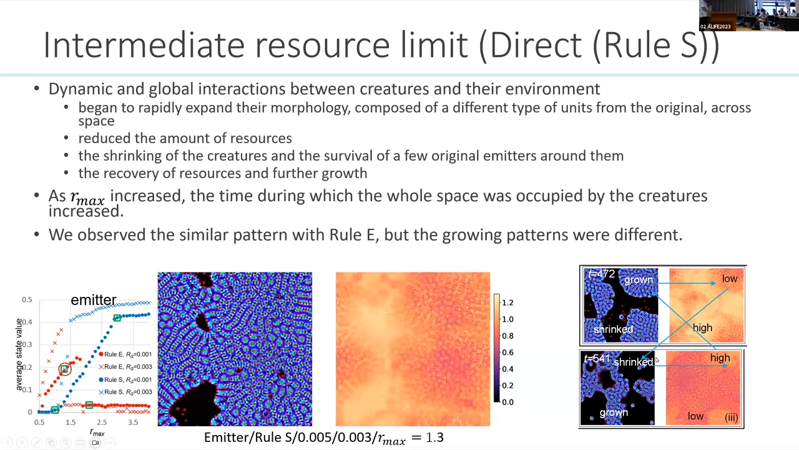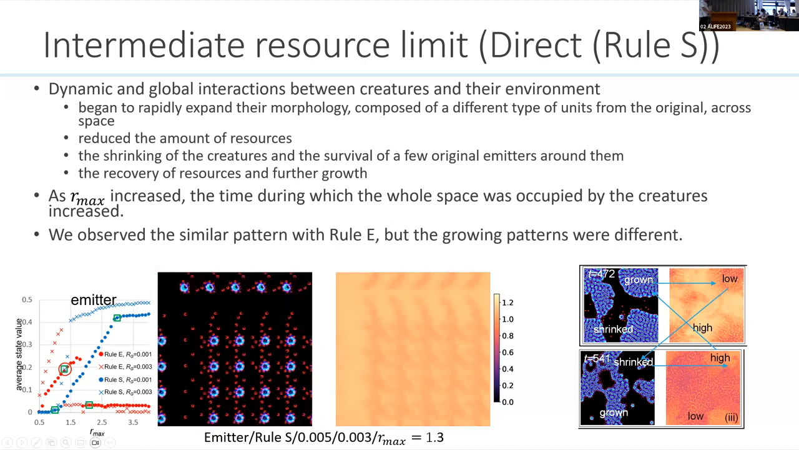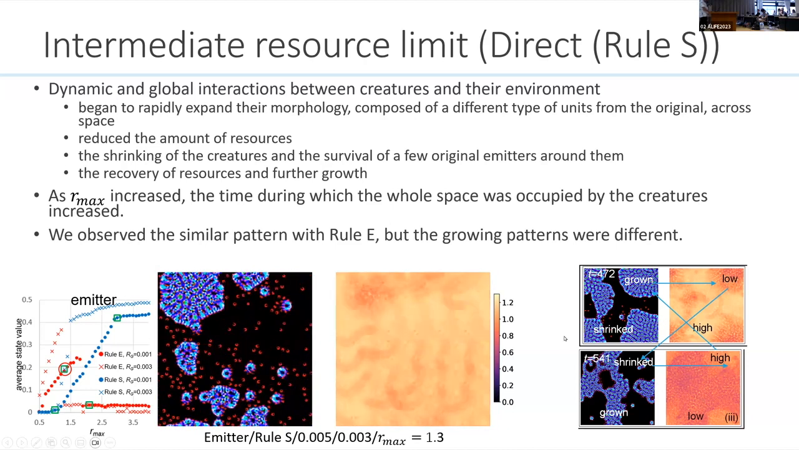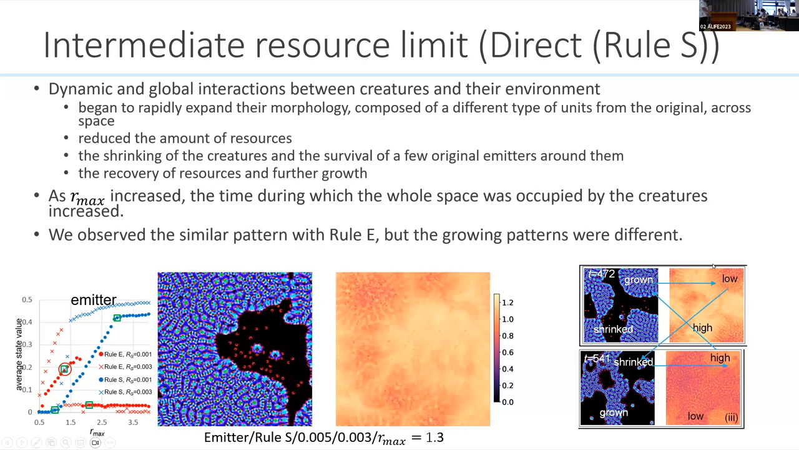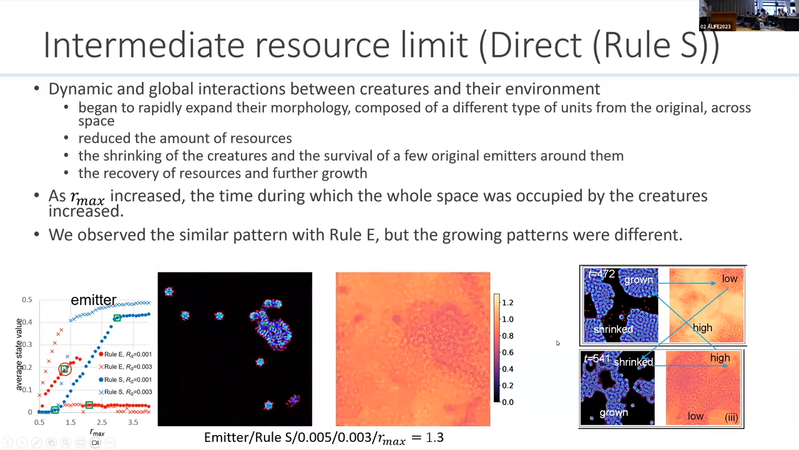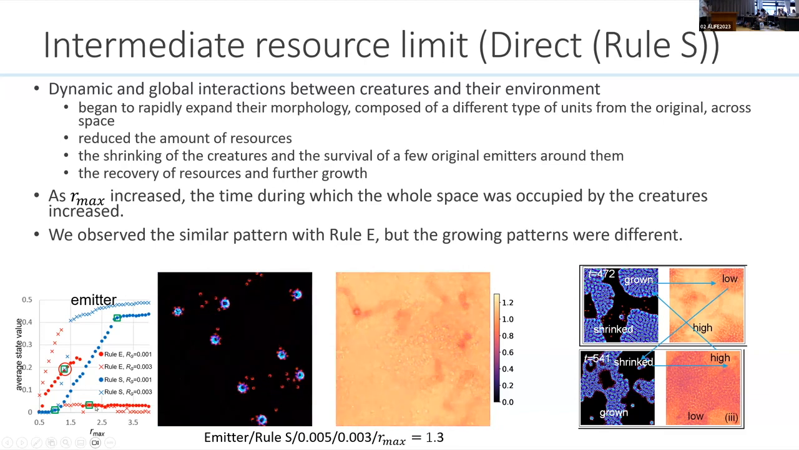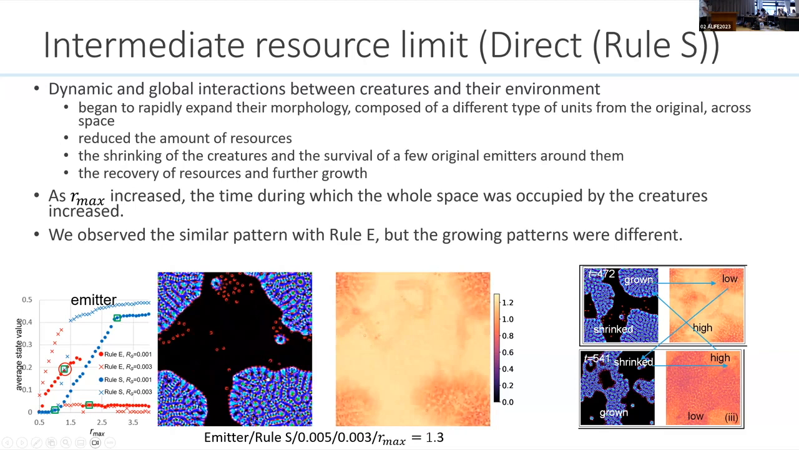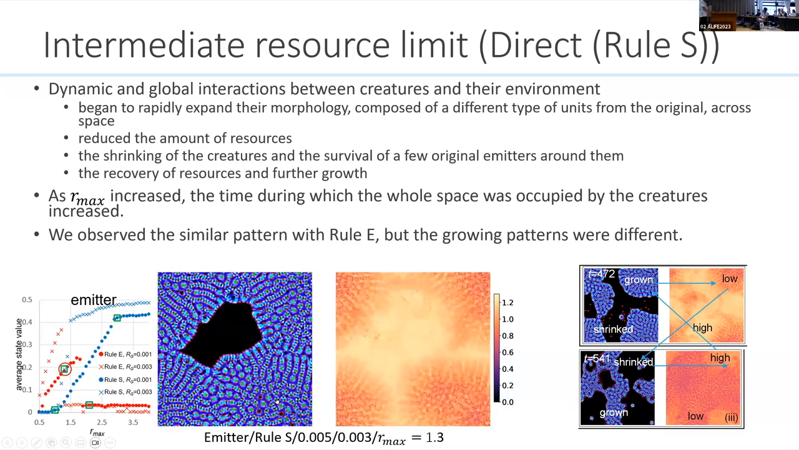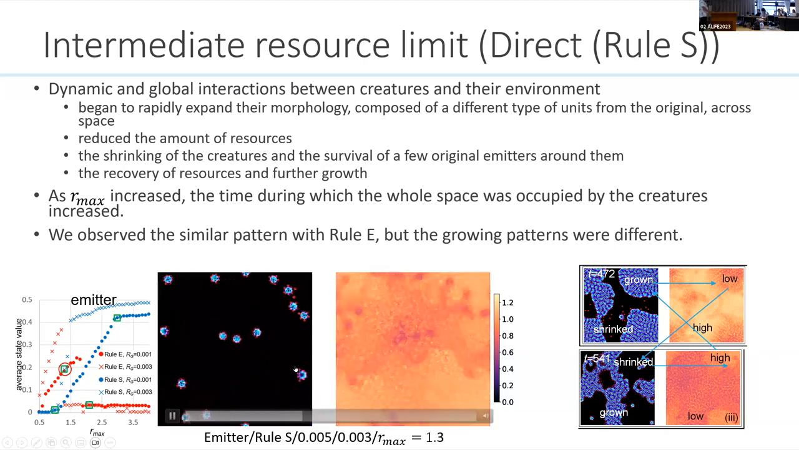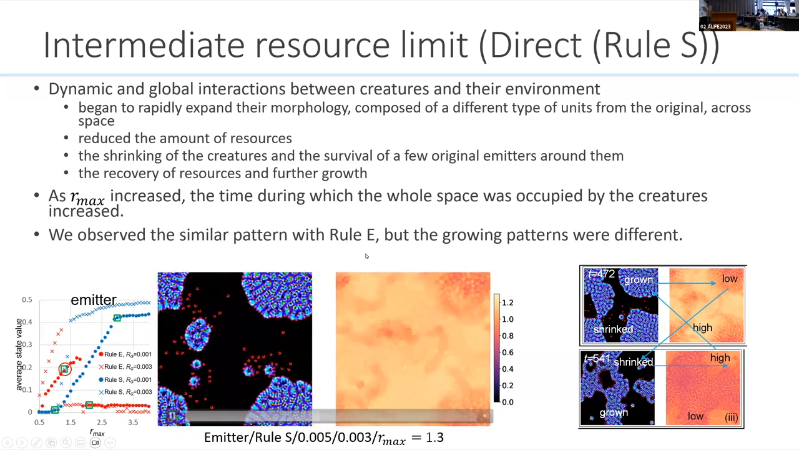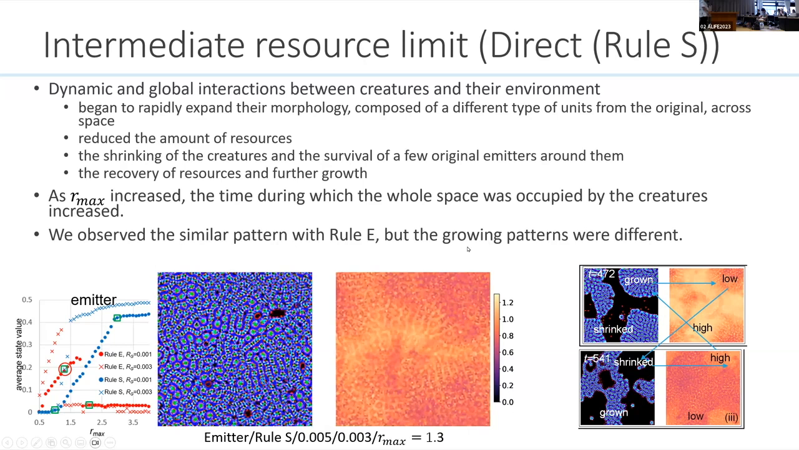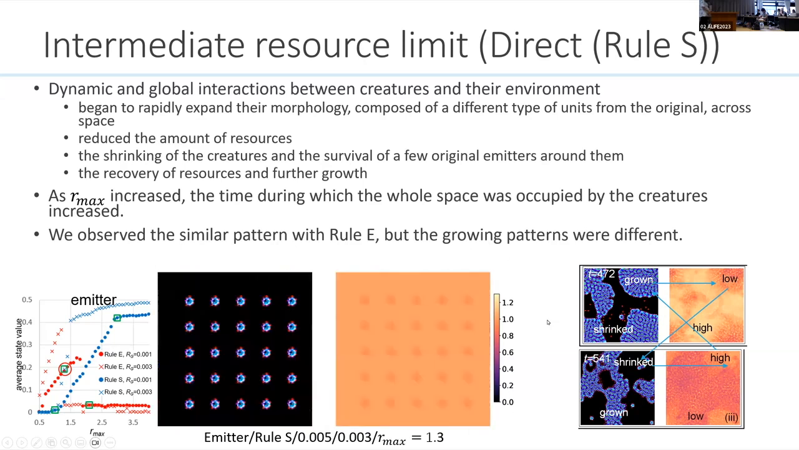But the survival of a few original emitters around them happens, so they recover the population like this. This kind of prey-predator-like behavior happened. And as the maximum value of resource, Rmax, increased, the timing during which the whole space was occupied by the creatures increased. And we observed a similar pattern with the indirect case, but the growing patterns were different.